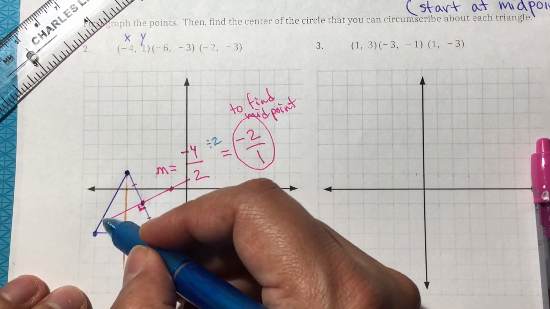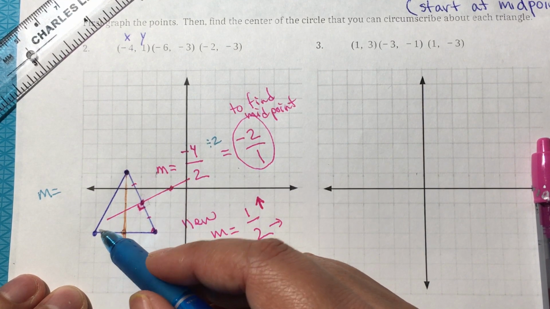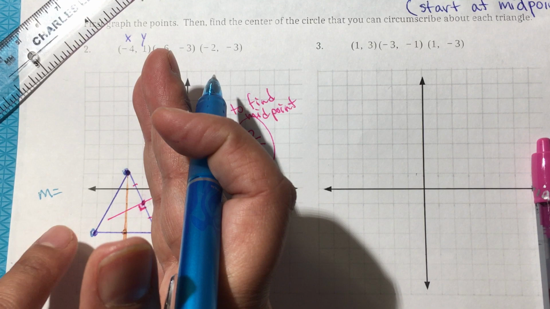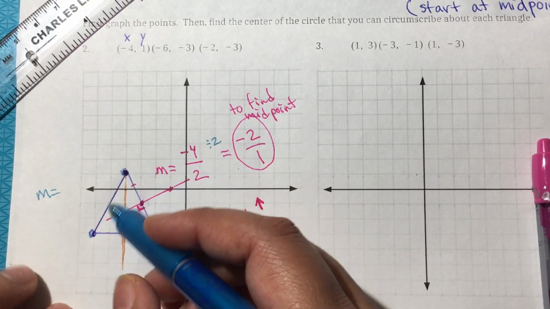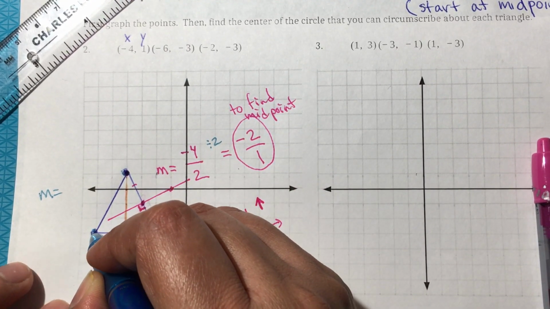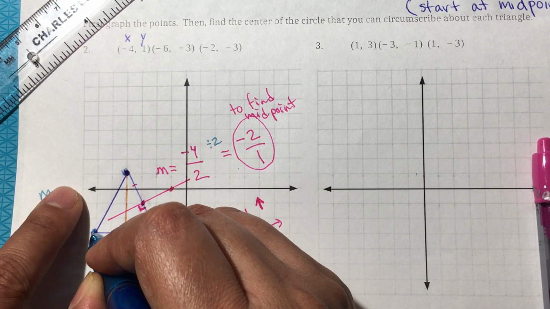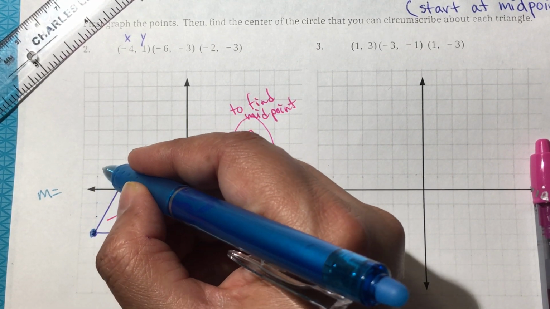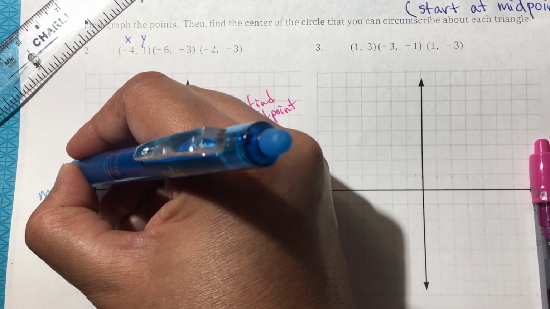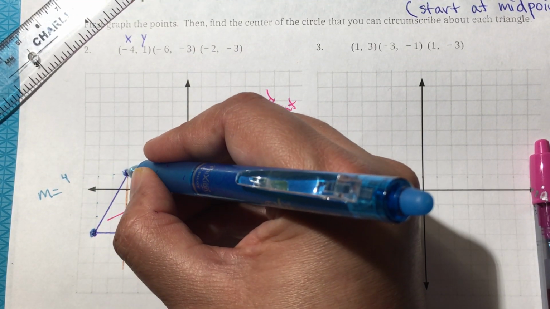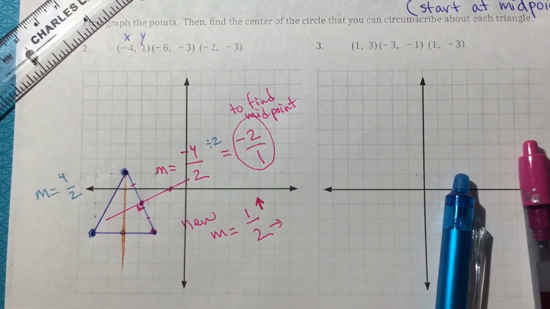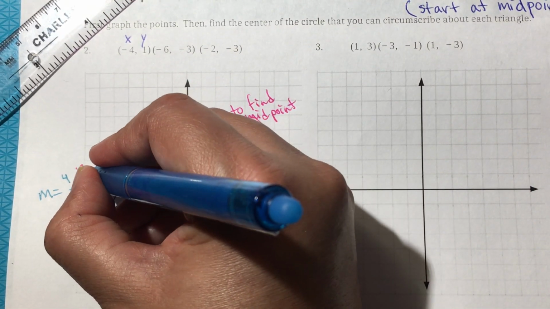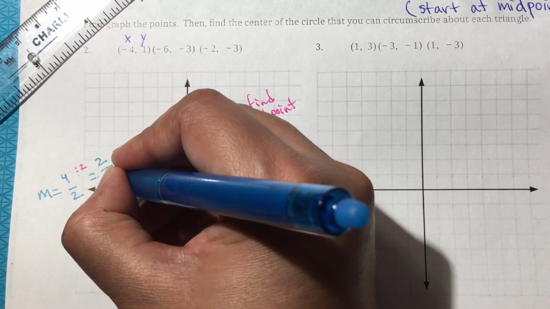Okay, for this side, the first slope, again, which one is farther to the left? Oh, this point is farther to the left than this one. And so that's where I'm going to start counting for both to find my first slope and also to find the midpoint. So I start counting 1, 2, 3, 4, and then 1, 2. So 4 is positive because you're going up and positive because you're going to the right. We divide by 2. And so 4 divided by 2 is 2. 2 divided by 2 is 1.